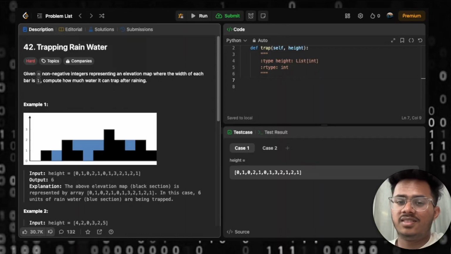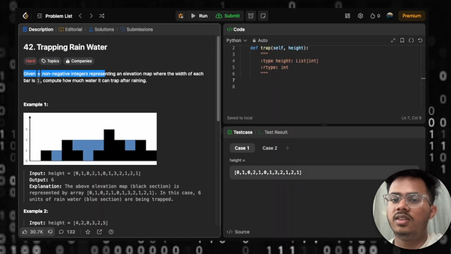Let's solve today's question. This is day 7 of the 100 days LeetCode challenge, and today's question is Trapping Rain Water. You're given n non-negative integers representing an elevation map where the width of each bar is 1, and we need to compute how much water it can trap after raining.